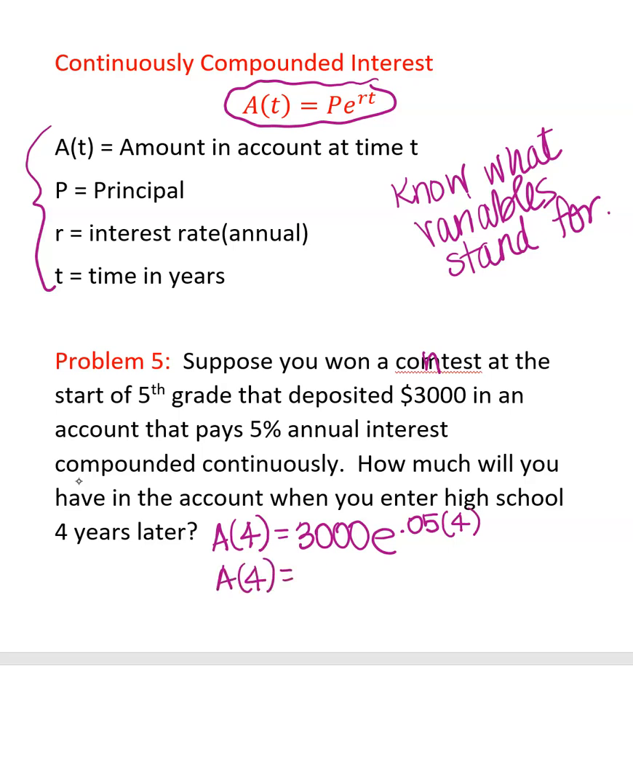So we're going to type this in our calculators. 3,000 e raised to, put this in parentheses, 0.05 times 4. Your answer is $3,664.21.